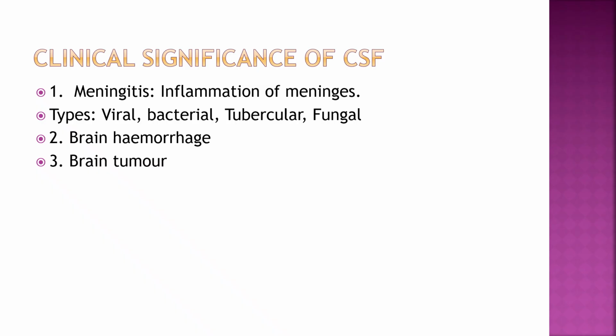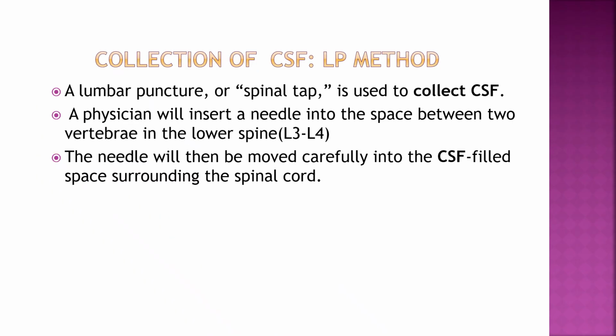So it is the inflammation of the meninges, that is coverings of the brain. So the meningitis can be caused by virus, bacteria, tuberculosis bacteria or fungus. So to know whether meningitis is there or not there and which type, CSF collection is required. Then in brain hemorrhage like subarachnoid hemorrhage, in brain injury or brain tumor, CSF collection is required to know the exact pathology.